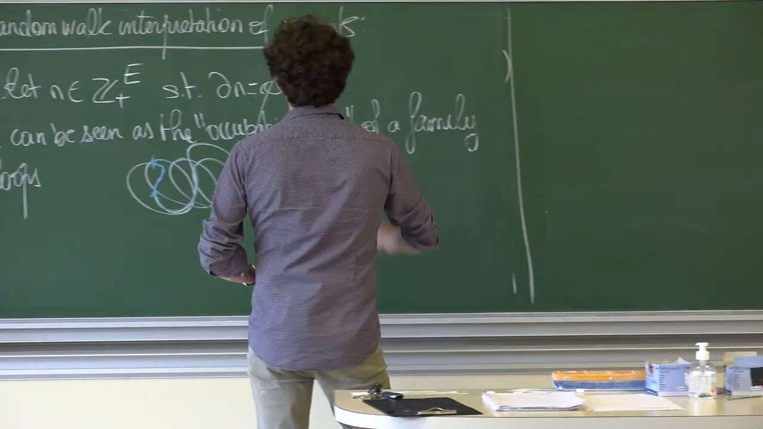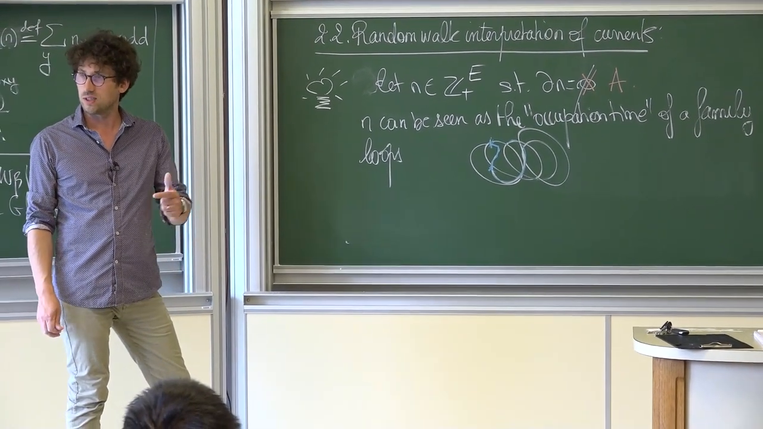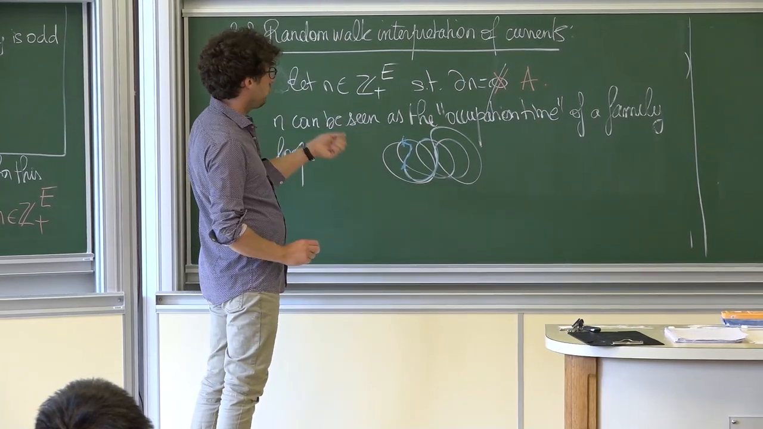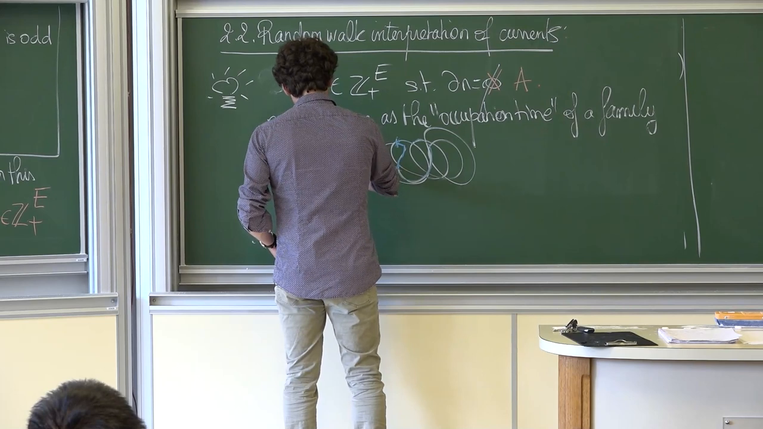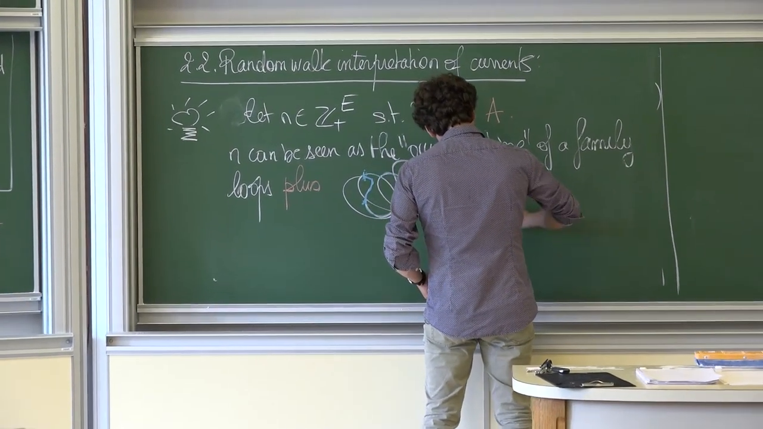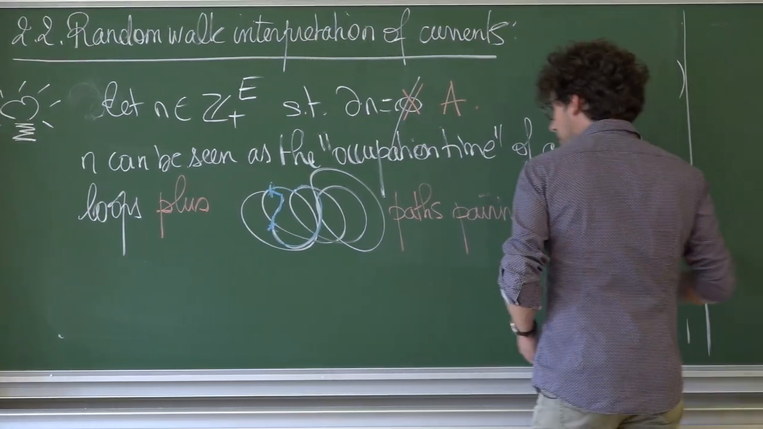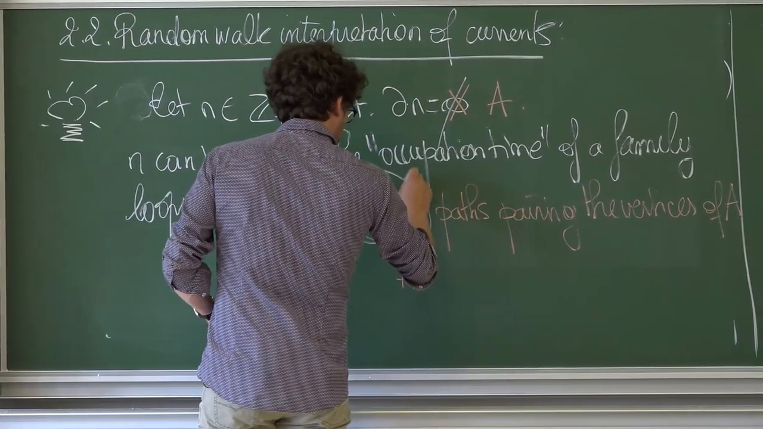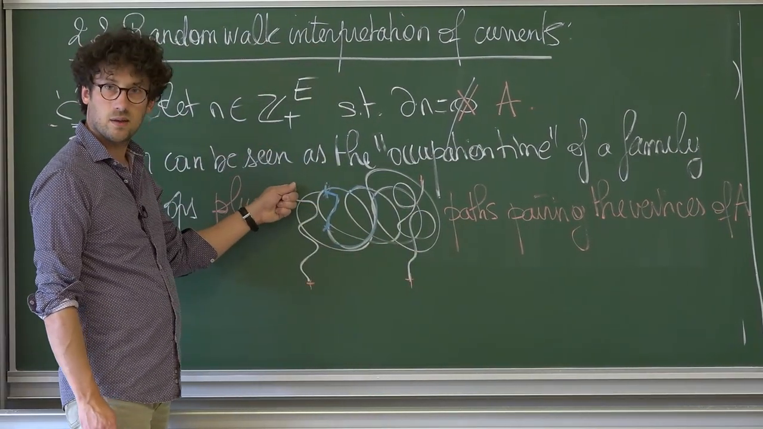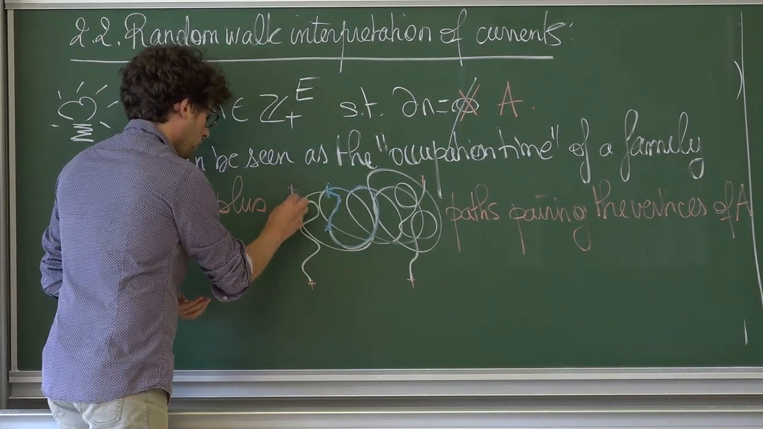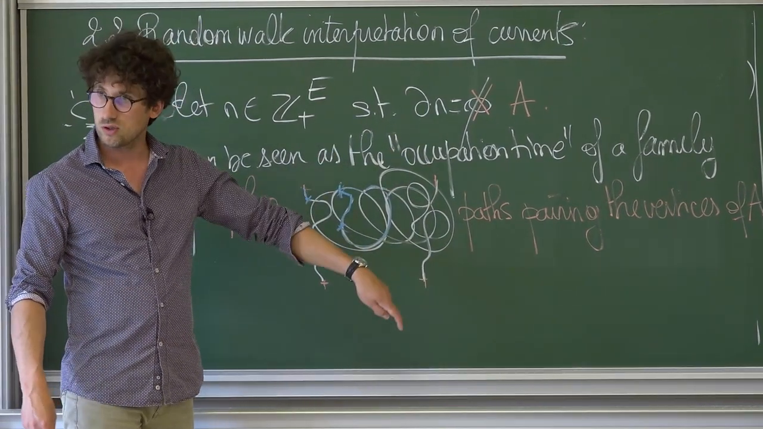Now, if I look not at that, but I take a set of sources A, notice, by the way, that A must be even. This is something that you can immediately see from the definition. Then n can be seen as the occupation time of a family of loops plus paths pairing the vertices of A. So if this is a source, then if you start the peeling process, this blue process, from this vertex, then as soon as you do one step, the sources are there, but there is no source here anymore. So this process necessarily must finish in one of the other sources. And then you take another source, and you do the same thing.